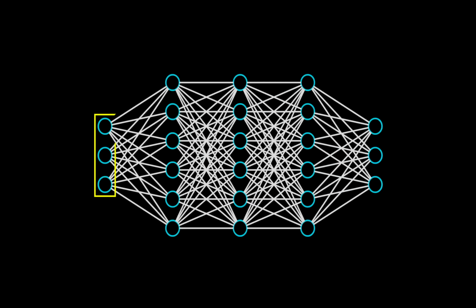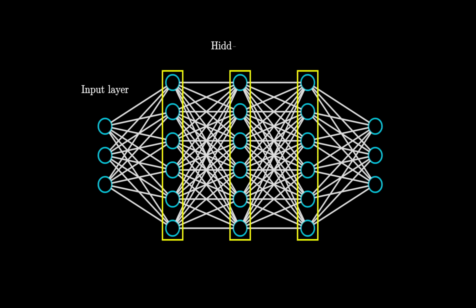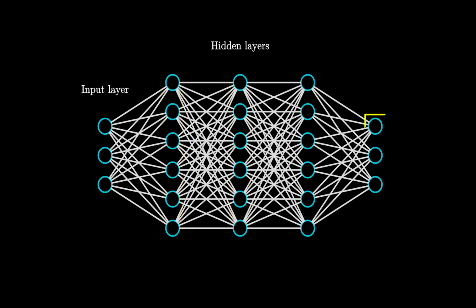The first layer is known as the input layer. This is where we feed in our data. All the layers in between, except the last one, are called hidden layers. And the last layer is the output layer. This is where we get our result.